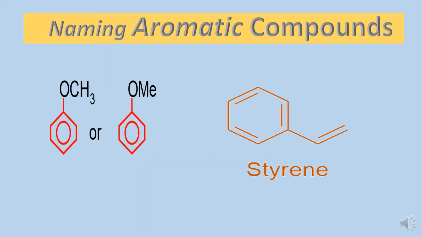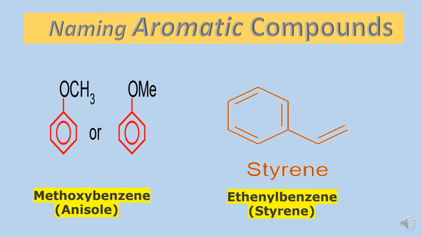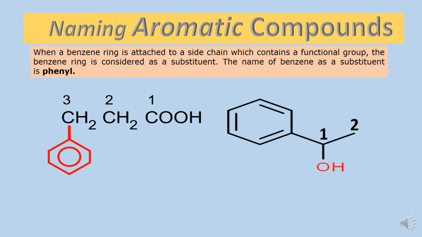Next, if we have an alkoxy or ether group attached to the benzene ring, the name is methoxybenzene, but the IUPAC has recommended its common name as well, which is anisole. And if a vinyl group is attached to the benzene ring, the popular name is styrene, and the IUPAC name is ethenylbenzene, and it is also popular by the name vinyl benzene.